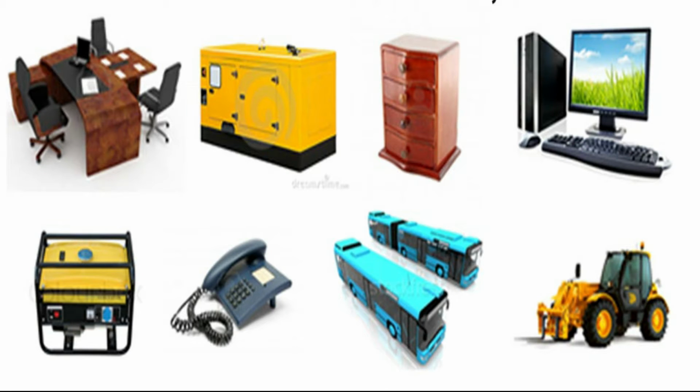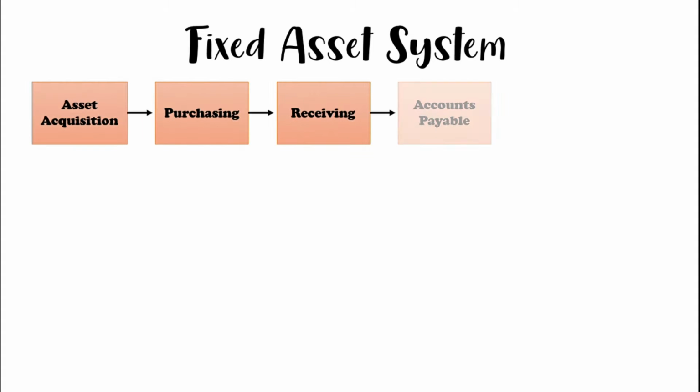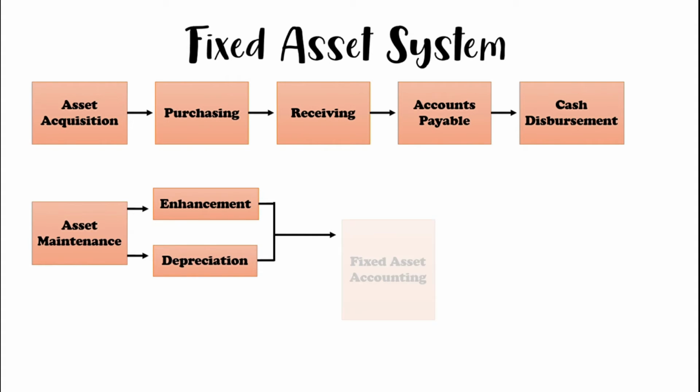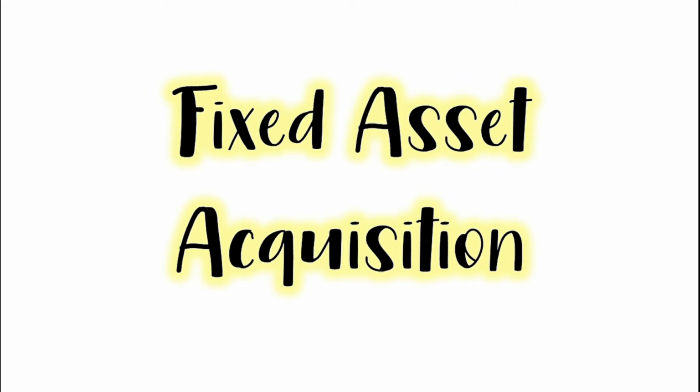Fixed assets have also a life, and this can be described through a flowchart. On the screen, you can see a flowchart of the fixed assets transactions, from acquisition to maintenance down to its disposal. These transactions have sub-processes which we will talk about in the rest of the video. First, we have the fixed asset acquisition.